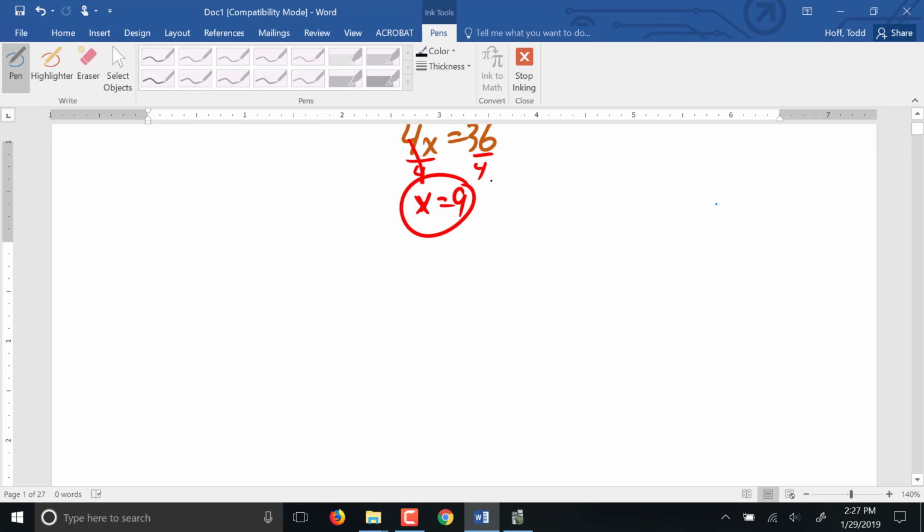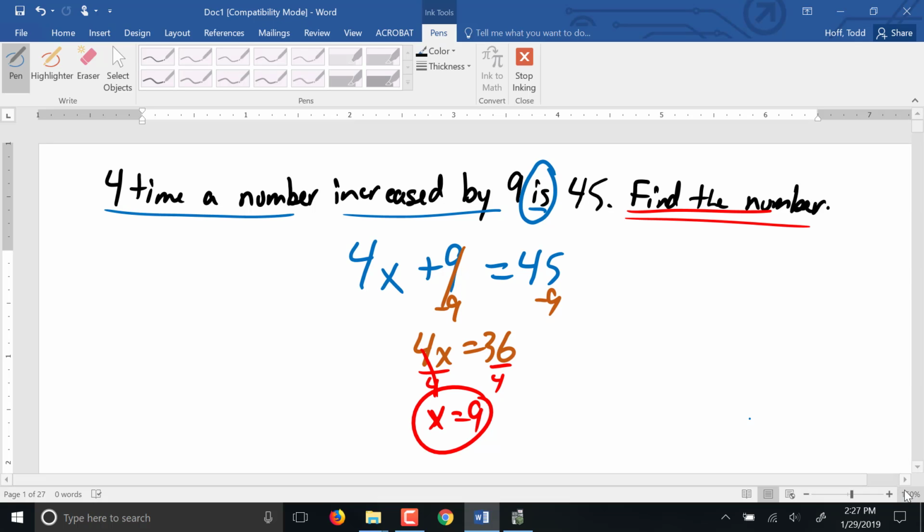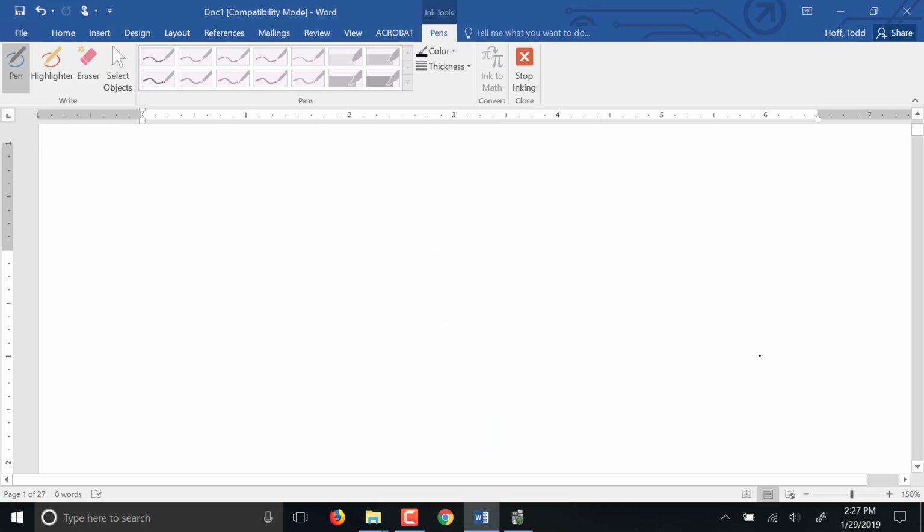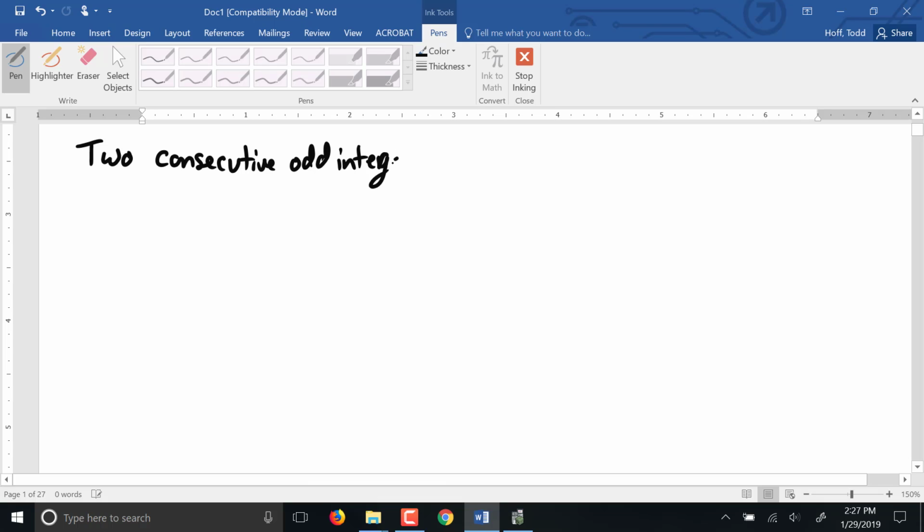Other problems might include 2 unknowns, but since we only know how to use one variable, we have to figure out how to express both of those with that single variable. So we might have a problem like: 2 consecutive odd integers add up to 58. Find the integers.